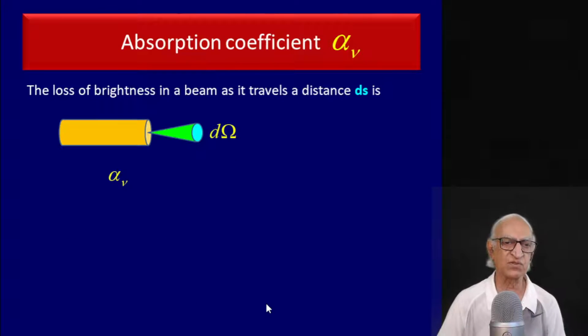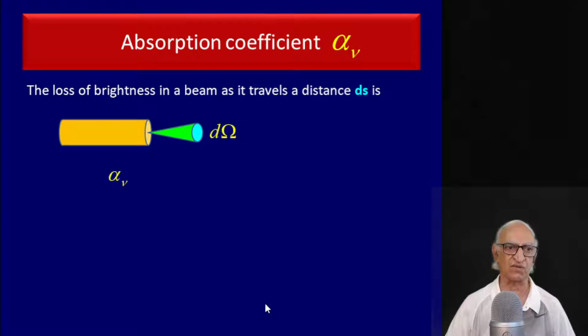Now let us introduce the absorption coefficient alpha nu. The absorption coefficient is defined through the loss of brightness in a beam as it travels a small distance ds. In other words, specific intensity is incident on the cylinder. It is the loss of that brightness per distance ds as it traverses the cylinder, and it is denoted by alpha nu.